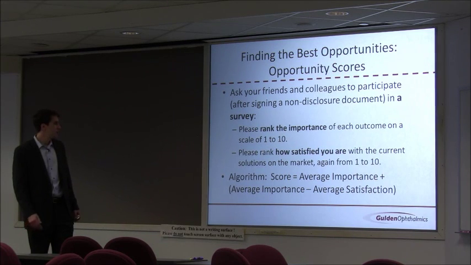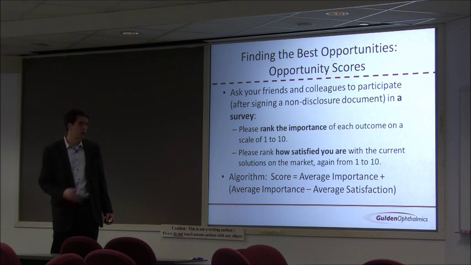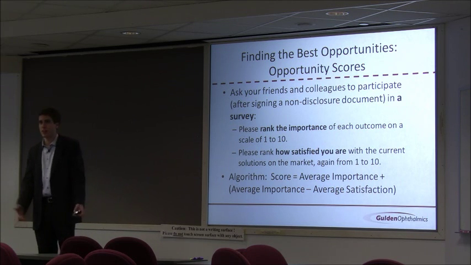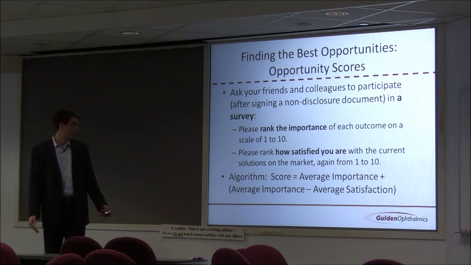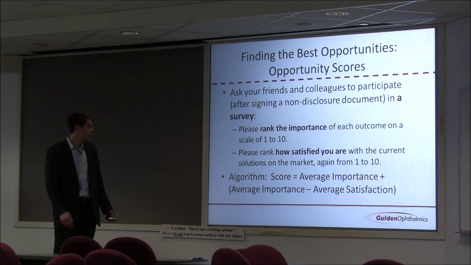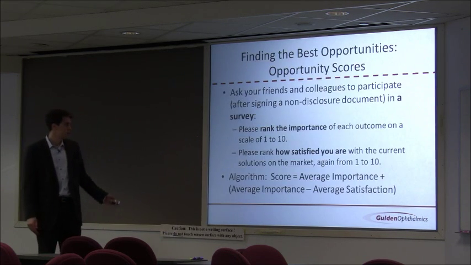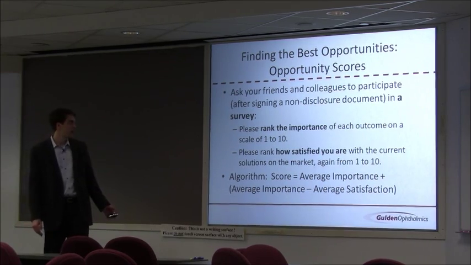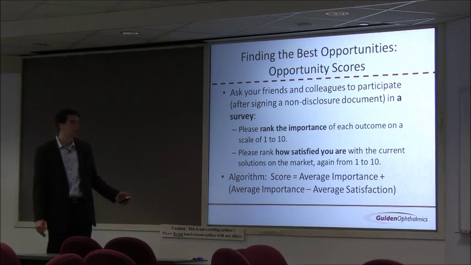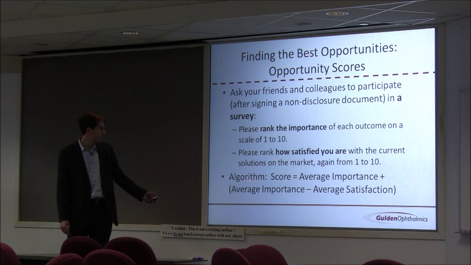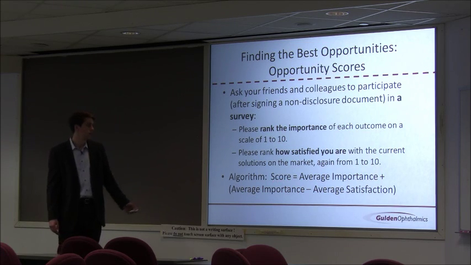Okay. So once you've done this with whatever statistically significant sample size you want to use of your friends, be it 10, be it 20, however many friends you have, take all these scores that they give you and average them. So get the average importance and get the average satisfaction for each outcome. And then use this little formula here in order to determine opportunity scores.